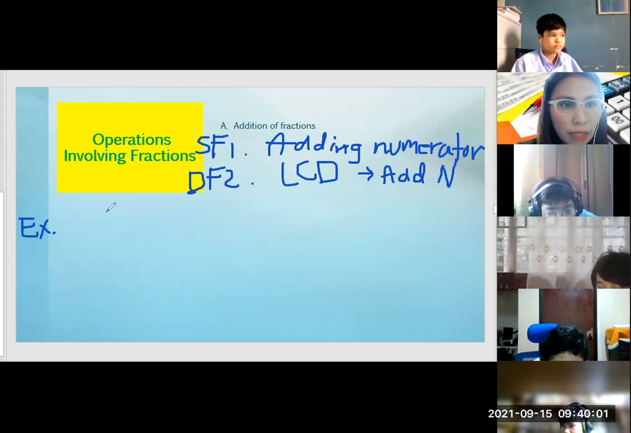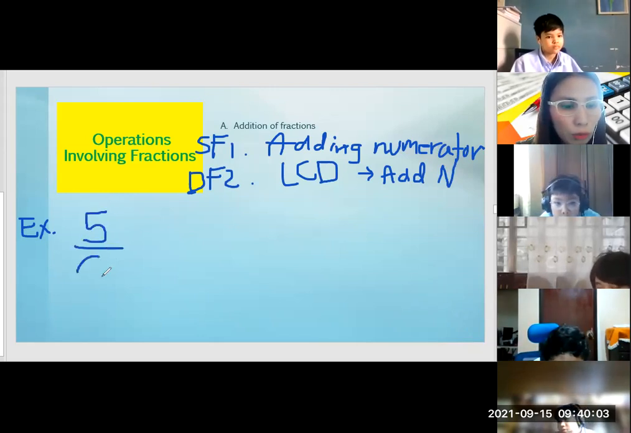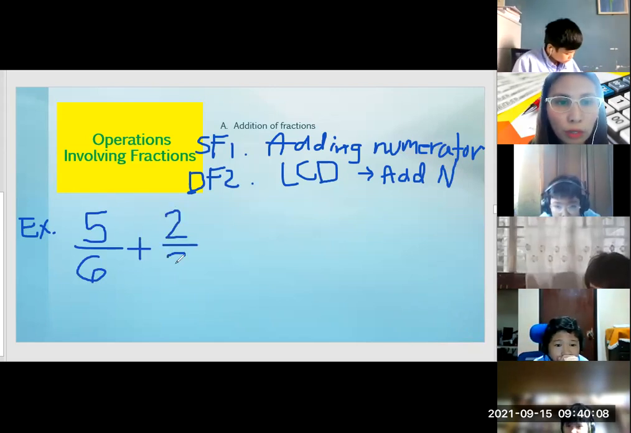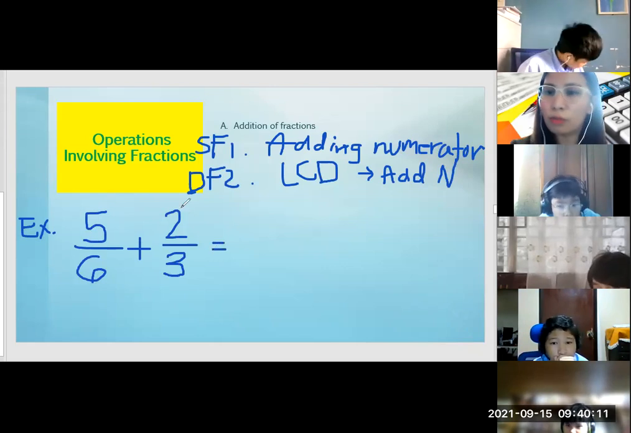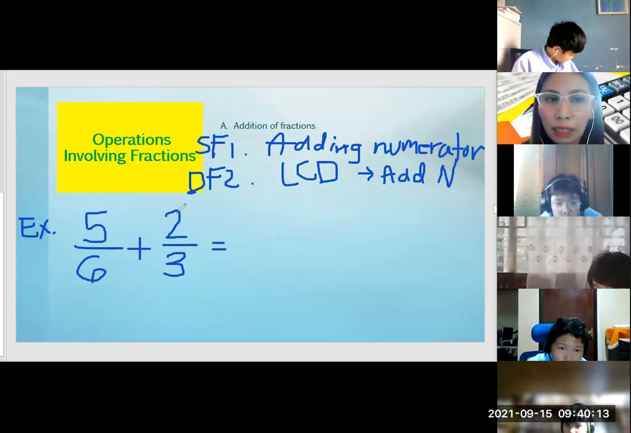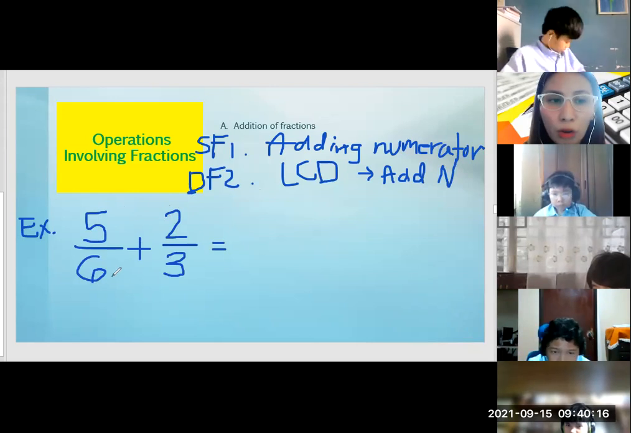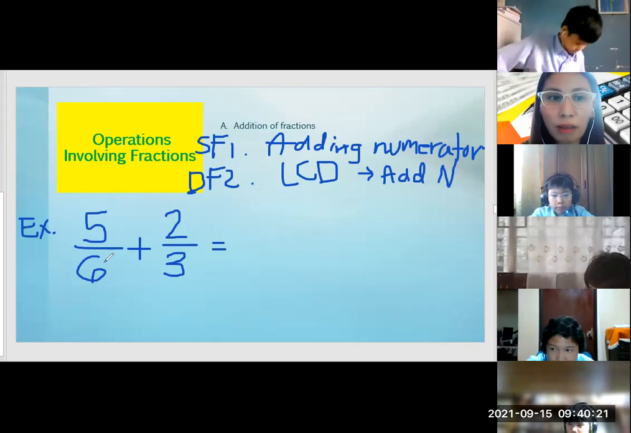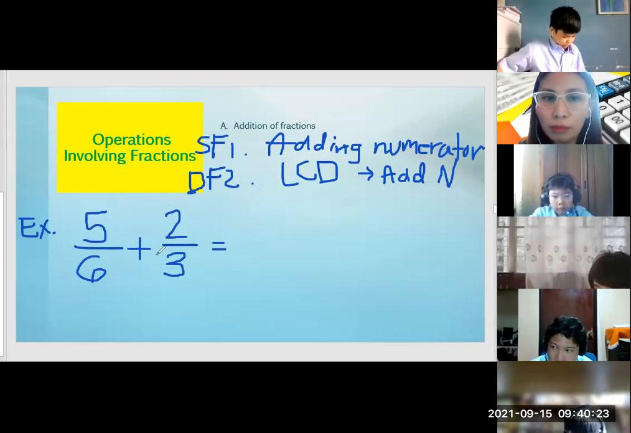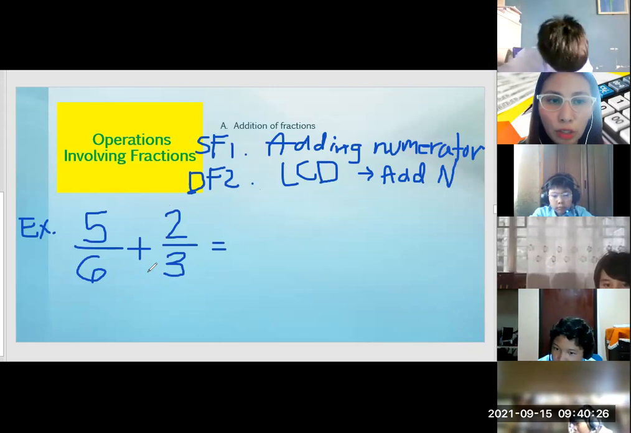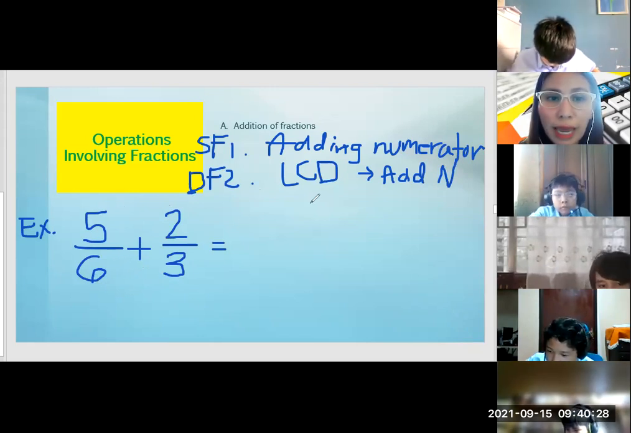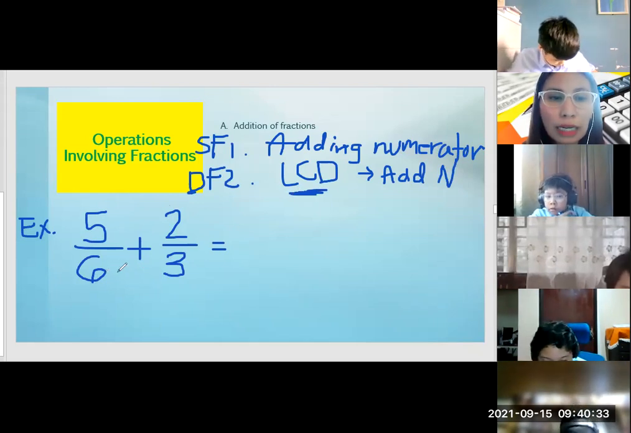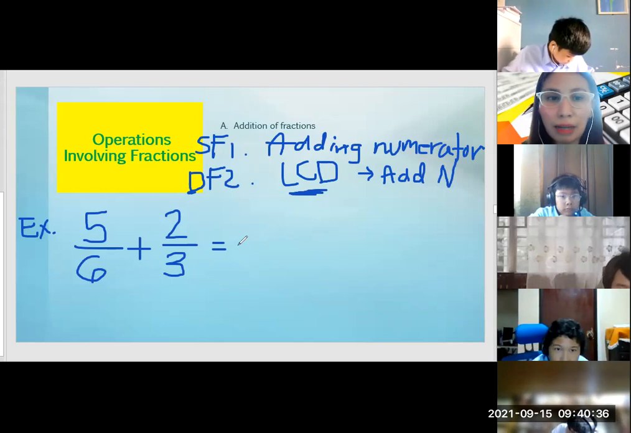Next, let's have the same example in your book: 5/6 plus 2/3. It's not right to add the numerators right away because the denominators are not the same. These are dissimilar fractions. Therefore, we need to first get the LCD. What's the LCD of 6 and 3?